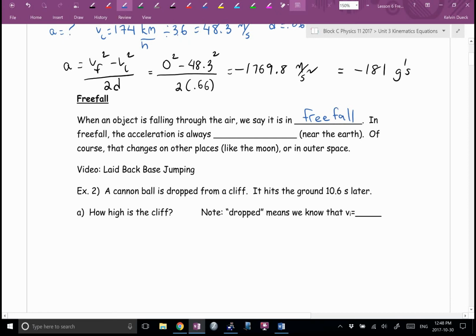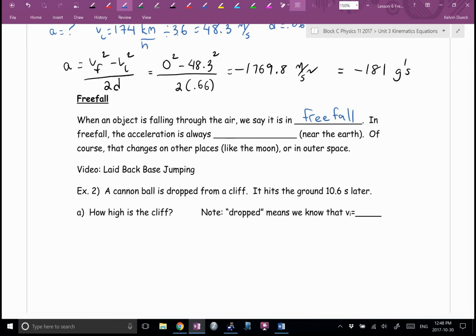Can you be on your way up and in free fall? Yes. If I throw something up into the air while it's on the way up, it's in free fall. While it's on the way down, it's still in free fall. On the way up, it's slowing down, so it's accelerating downwards, gravity. On the way down, it's speeding up, so it's accelerating downwards, gravity. Same thing.